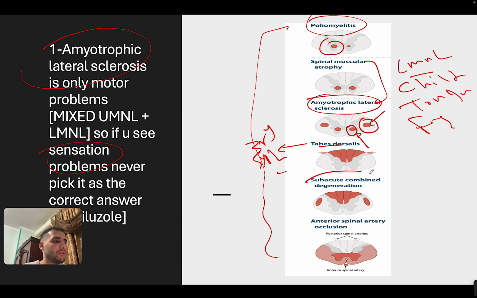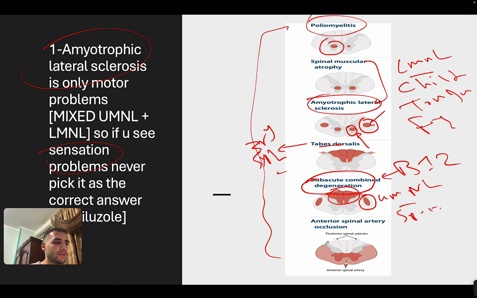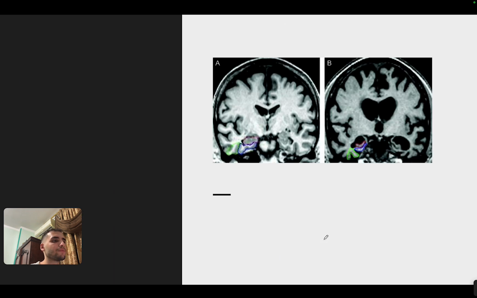Then we have subacute combined degeneration. I know the name is too long. It happens from vitamin B12 deficiency, and it would present with problems in the dorsal column, so ataxia, and also the corticospinal tract, so upper motor neuron lesion and spasticity. And the last one is that if the anterior spinal artery is occluded, it would cause sensation problems and lower motor neuron lesion problems, but it would spare the posterior column, so it wouldn't cause ataxia or problems in vibration, proprioception or even fine touch.